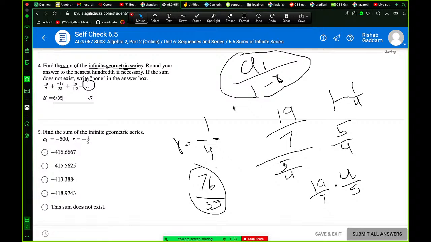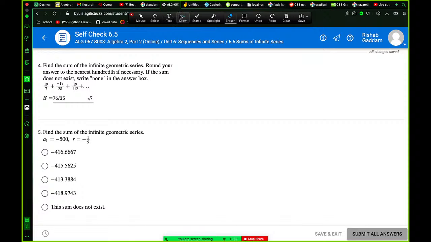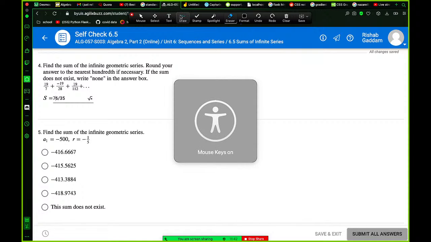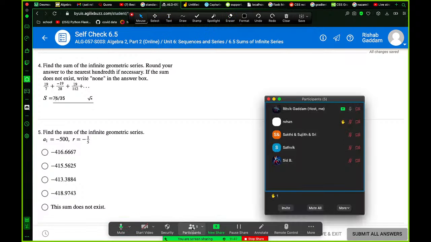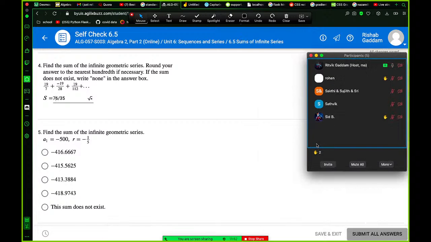I'm pretty sure we're super close to the time where we have to leave. I'm pretty sure class is almost done. There's like 15 minutes left. So yeah, let's do a few more problems, and then we'll be able to leave. So let's do number 5. If you want to do number 5, then raise your hand in the participants list. Rohan, okay, Sid, you can do this one, since you haven't gone.